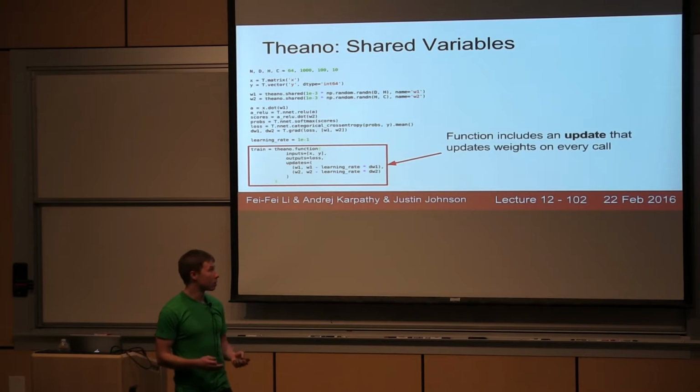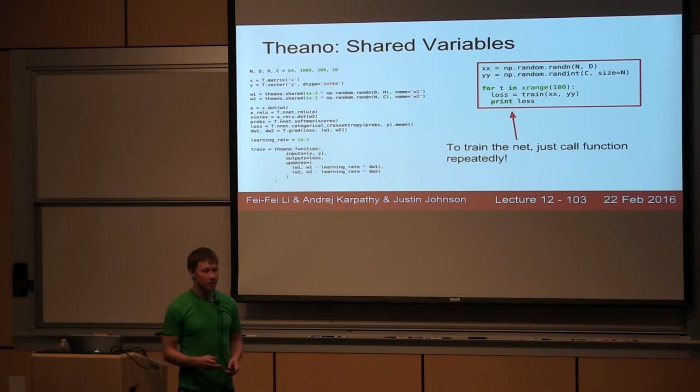So we include this update. And now to train this network, all we need to do is call this function repeatedly. And every time we call the function, we will make a gradient step on the weights. So we can just train this network by just calling this thing repeatedly.